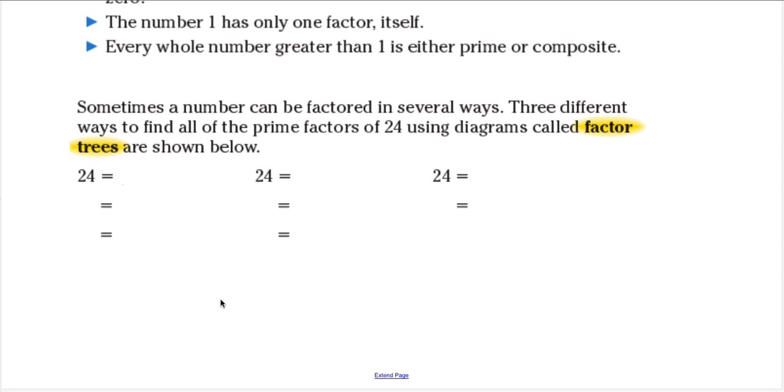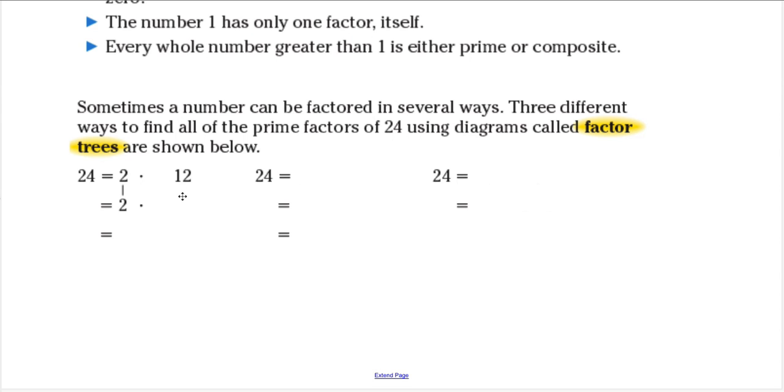Sometimes a number can be factored in several ways. Three different ways to find all of the prime factors of 24 using diagrams called factor trees are shown below. So if we use 24 and a factor tree, these are all the possible ways we can find factors of 24. First, 24 is 2 times 12. Since 2 is prime, we simply bring down the 2, because the only two factors left would be 1 and 2, and we don't write 1 in the factor tree.